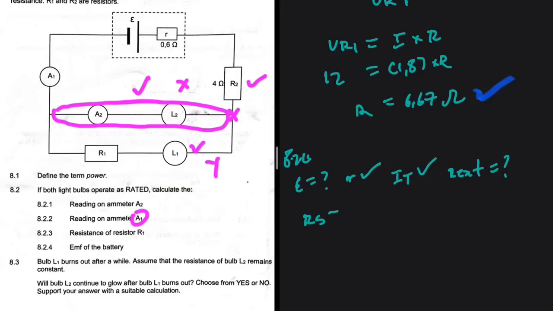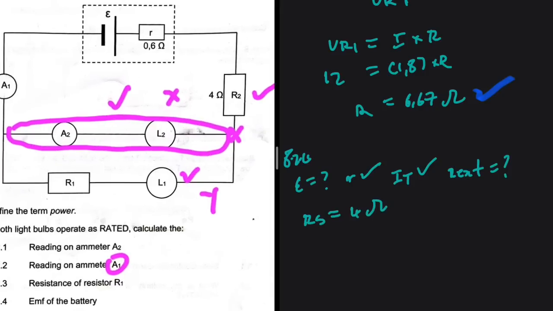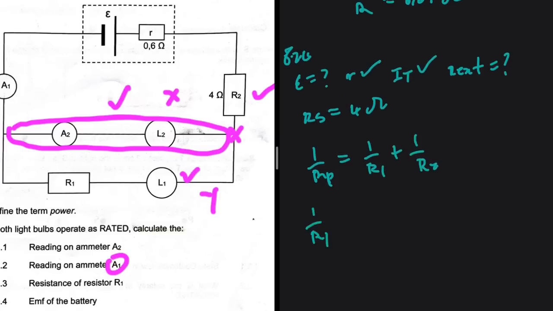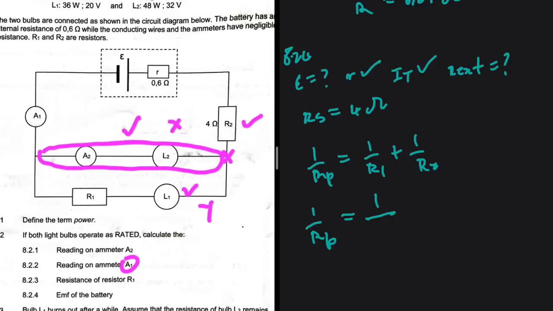So RS is equal to 4 ohm. We only have one resistor which is in series, which is R2. And then RP, okay, so I don't like using this one actually, I like using 1 over RP for some reason. It's equal to 1 over R1 plus 1 over R2. So 1 over RP is equal to 1 over the total resistance on one path. Okay, so it seems like we actually do have to calculate the resistance on L2 and L1. We don't have a choice anymore.